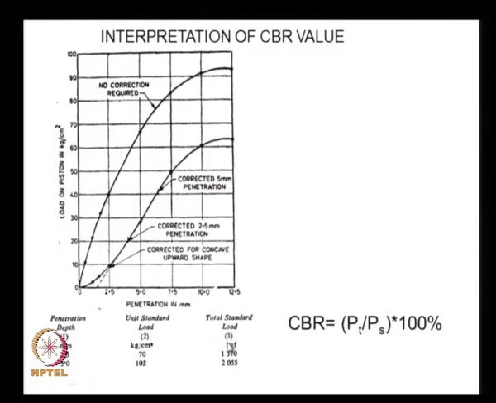So these are the standard loads. At 2.5 millimeters the standard load is 1370 kgs, and at 5 millimeter settlement it is 2055 kgs, and we can calculate the CBR value, which could be even higher than 100% depending on the load that we measure.